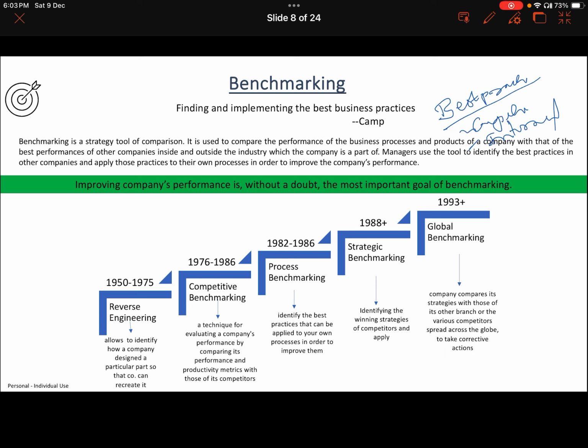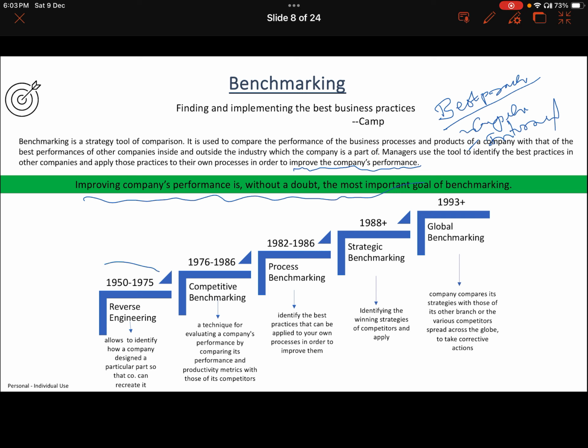At the end of the day, why do we do these things? To improve the company's performance. Improving the company's performance is the most important goal of a benchmarking exercise.